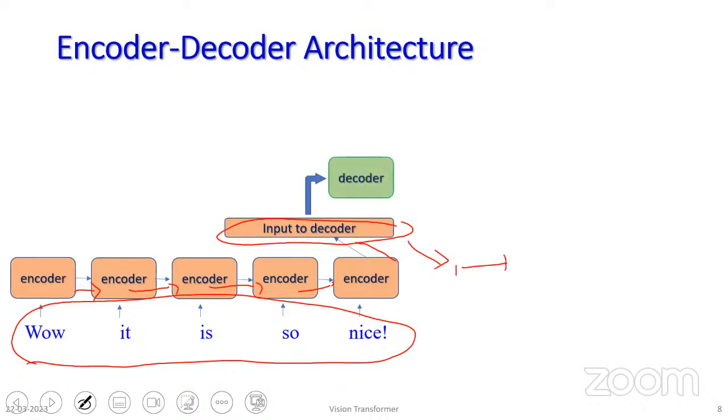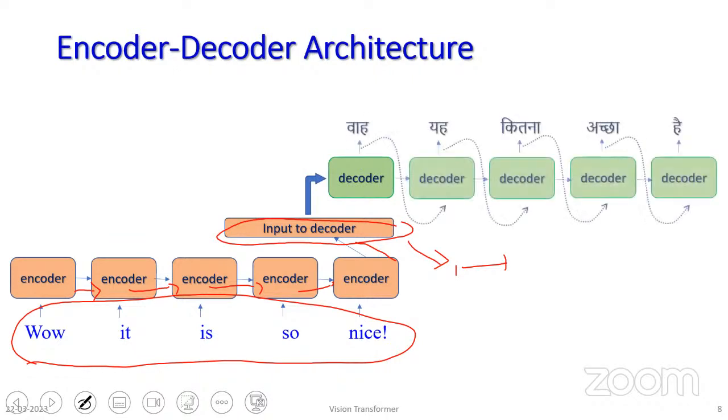Now, this goes to a decoder unit. The decoder unit will start with what we call WSOS, meaning the start of the sequence, the start of the sentence. Once that is fed into the decoder, the decoder will start taking out the words, one word at a time.